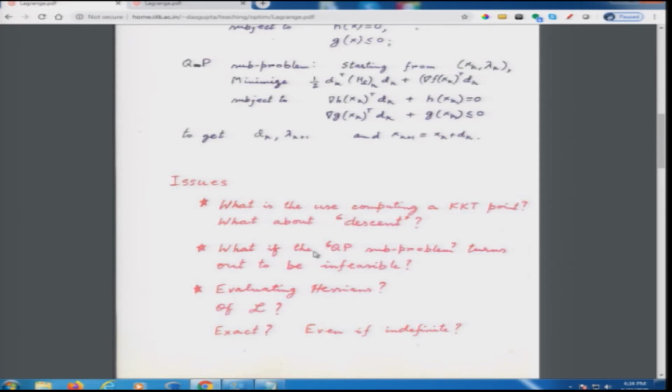Second issue is, what if the QP subproblem turns out to be infeasible? Suppose the original problem has a feasible solution, but through the linearization of the constraints, particularly the inequality constraints, little portions of the otherwise feasible domain become infeasible in the linearized versions. That often happens, depending upon the shape of the constraint surface and the point around which we are doing this linearization. It may happen that some extra part of the domain gets included or some genuine part gets excluded.